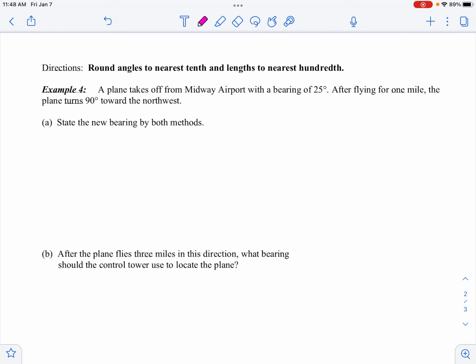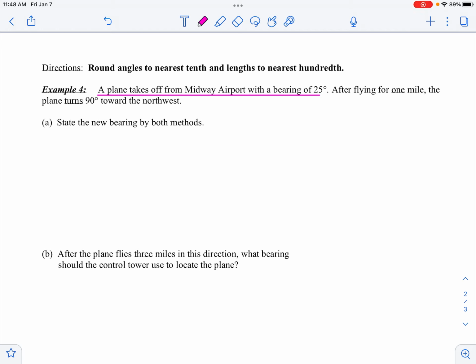All right, so it says a plane takes off from Midway Airport with a bearing of 25 degrees. After flying for 1 mile, the plane turns 90 degrees towards the northwest. State the new bearing by both methods. So I want to know, after I'm done drawing it, what's the new direction using both of my methods. All right, so this is the first thing I'm going to draw. A plane takes off from Midway at a bearing of 25 degrees.